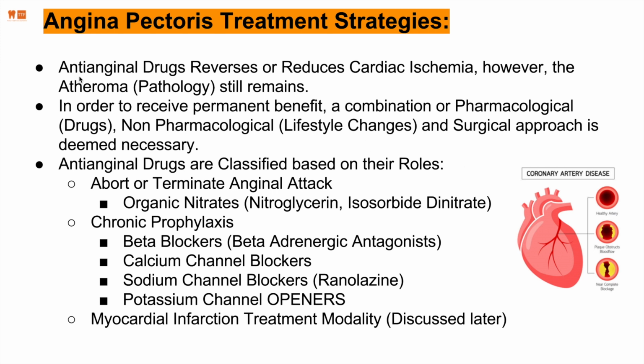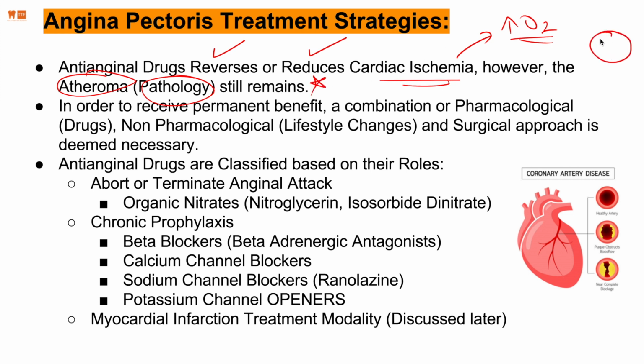And anti-anginal drugs, they either reverse or reduce the cardiac ischemia. So basically, it tends to increase the oxygen flow to the heart, essentially. However, the atheroma, the clot, the pathology still remains, right? So basically, if this is your vessel, this is your clot, all anti-anginal drugs do is they dilate the vessels. They make the vessels bigger, but the clot remains the same. So when the drug effect goes away, the vessel returns to normal and ischemia returns to normal.